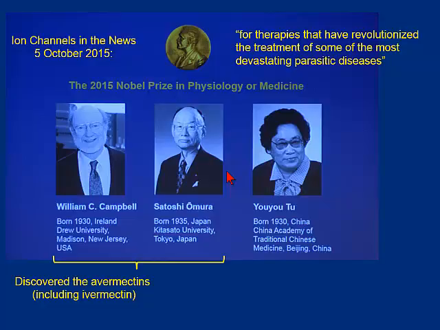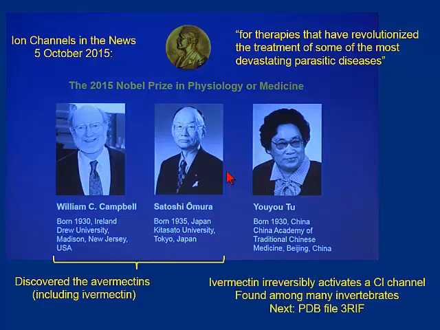So the ivermectins are the world's largest selling anti-parasitic drugs, the world's largest selling drugs for agriculture. Ivermectin and its analogs irreversibly activate an ion channel. It's a chloride channel found among many invertebrates, but not among vertebrates. However, its closest vertebrate homolog is the glycine and GABA receptors, which we will discuss at great length in this course.